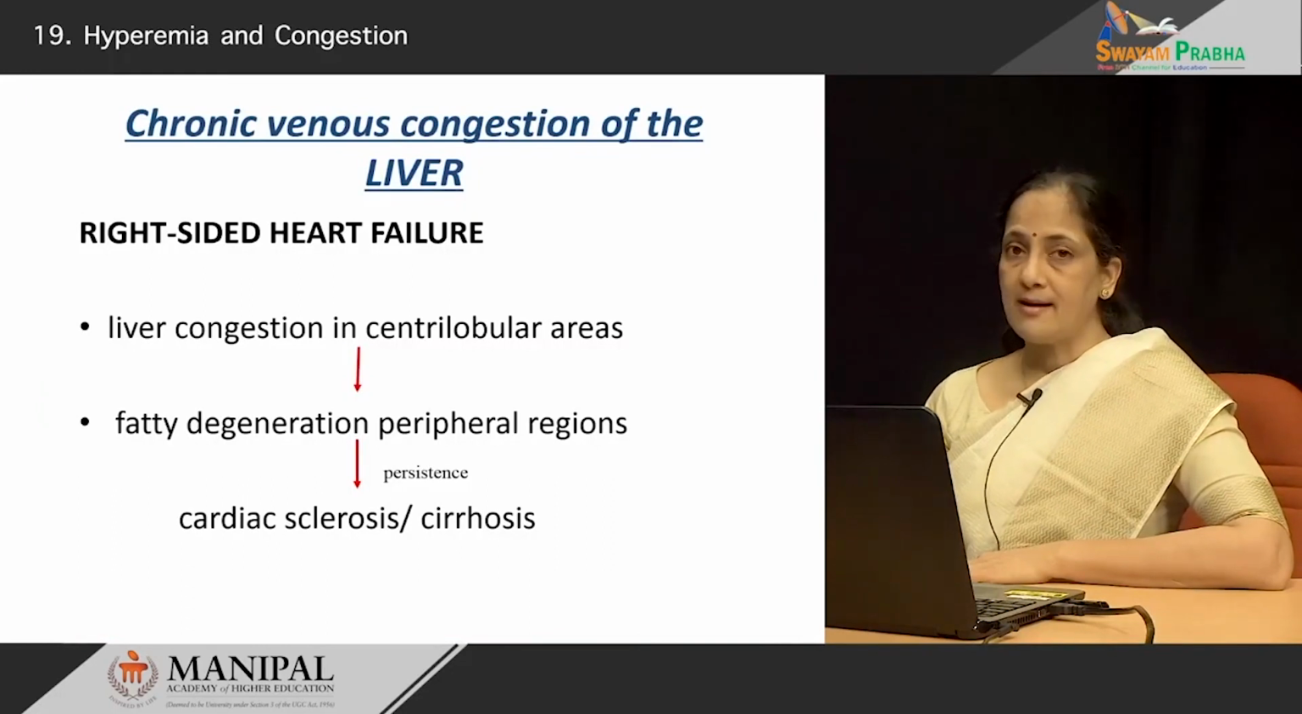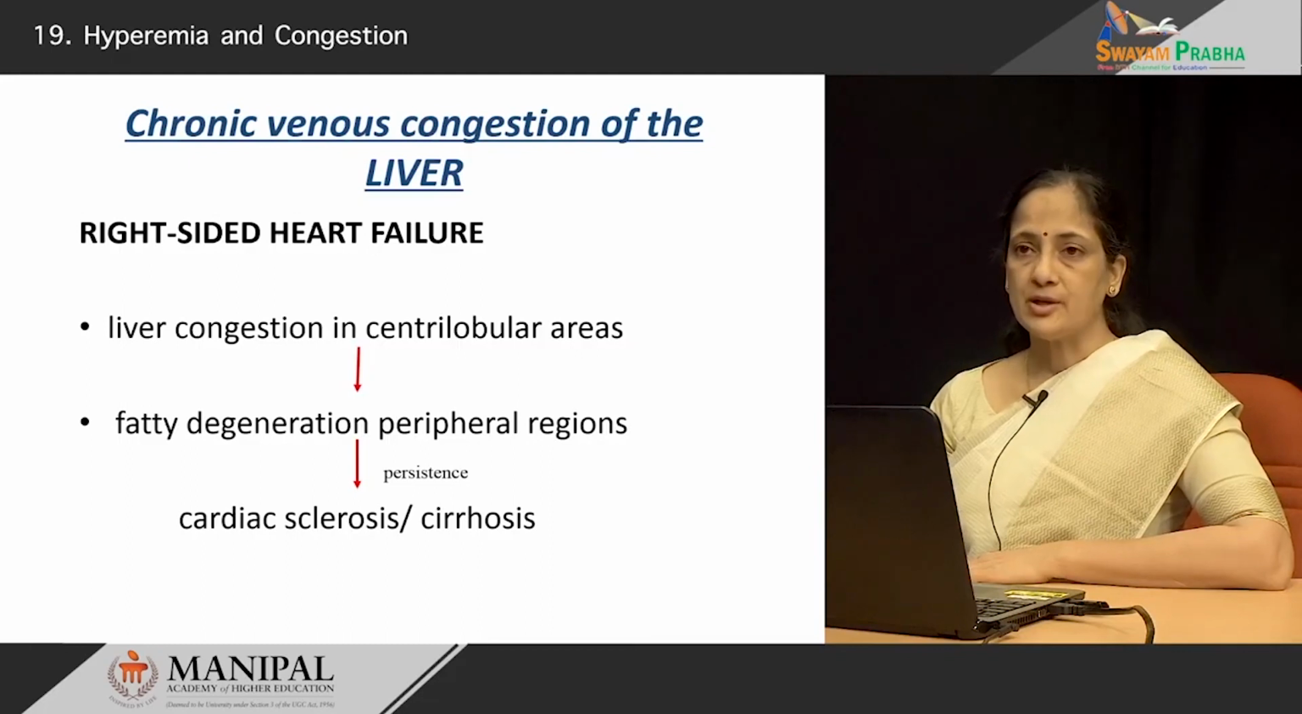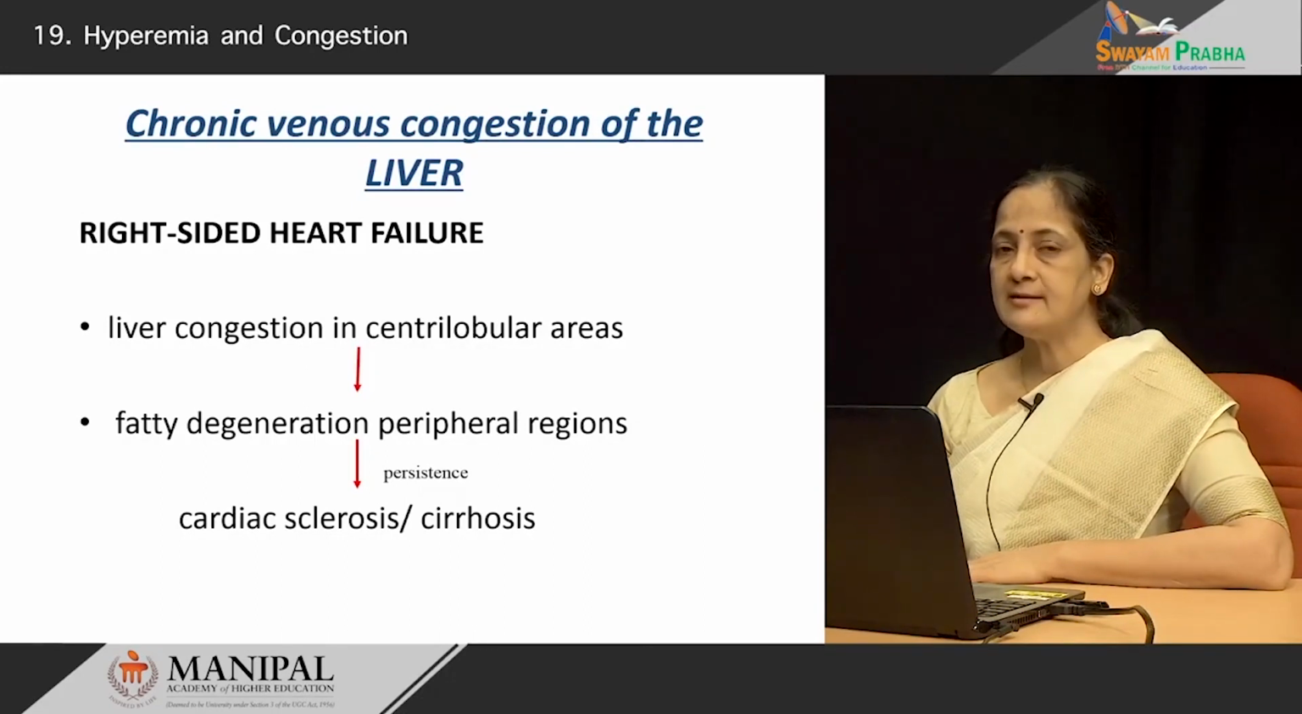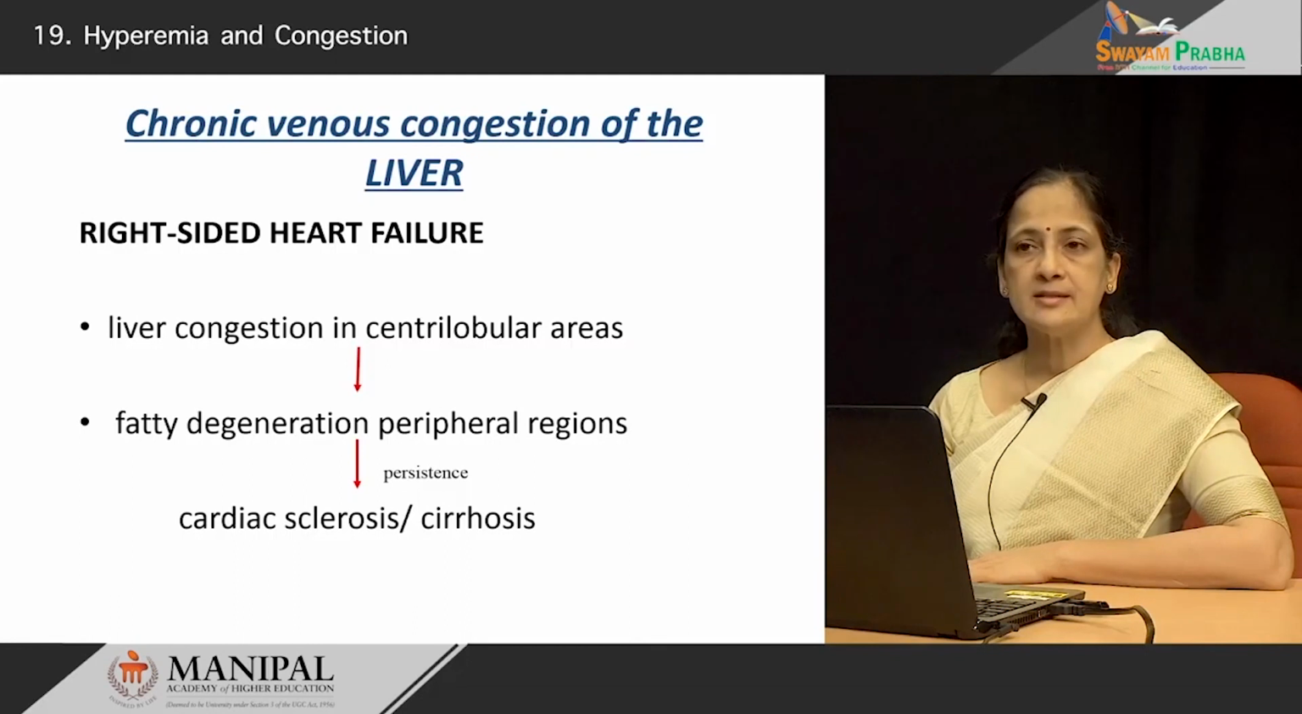When right-sided heart failure occurs, there is a buildup of pressure in the venous circulation on the systemic side, and the first organ that we have there is the liver. So, we get chronic venous congestion of the liver. The back pressure first affects the central venous radicals. So, centrilobular areas of the liver parenchyma will first show signs of the congestion.